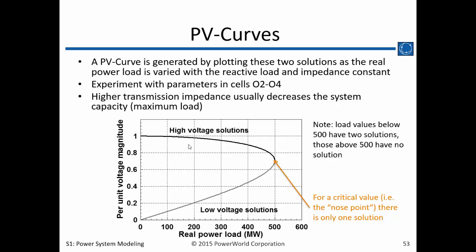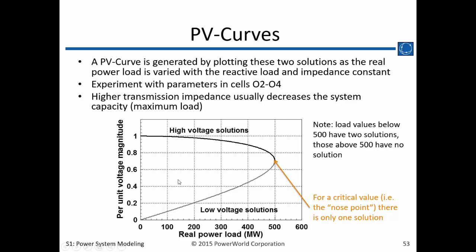What this relates to is what we call a PV curve. A PV curve is generated by plotting these two solutions as the real power load is varied with the reactive load and impedance constant. The higher transmission impedance usually decreases the system capacity or maximum load. So note load values below 500 have two solutions, high and low. If you try to put in a load value greater than 500, you actually get no solution. And it's because there's just no way for the power to transfer across that transmission line.